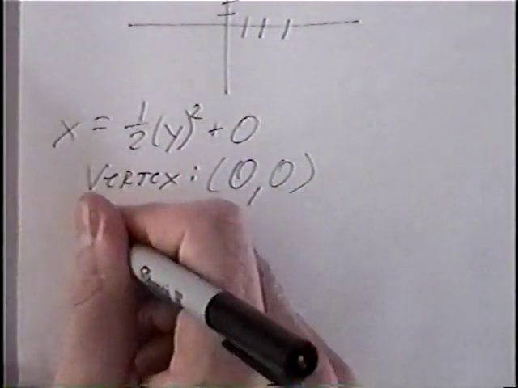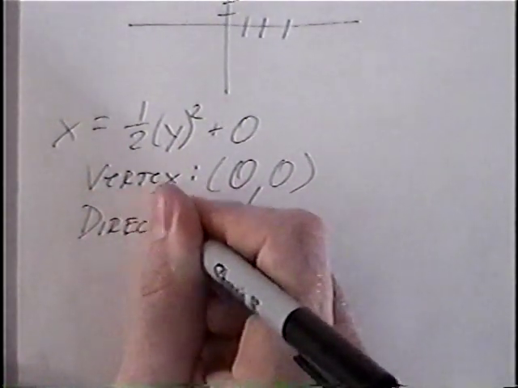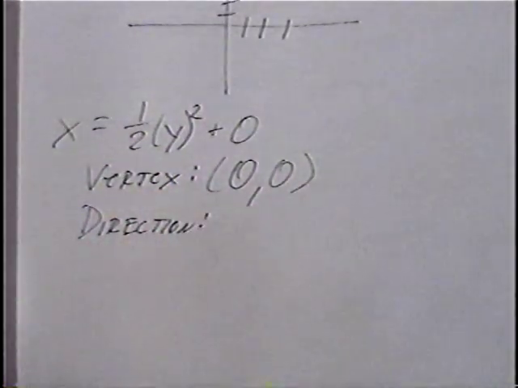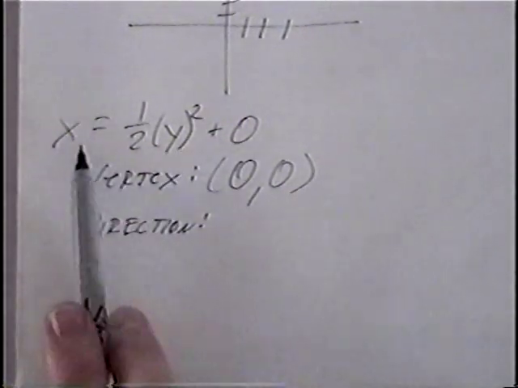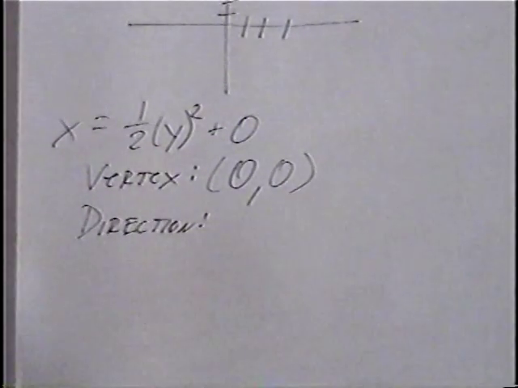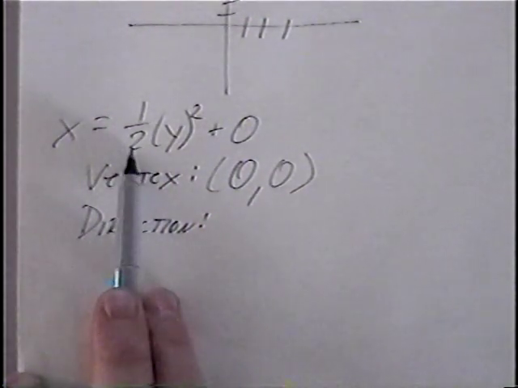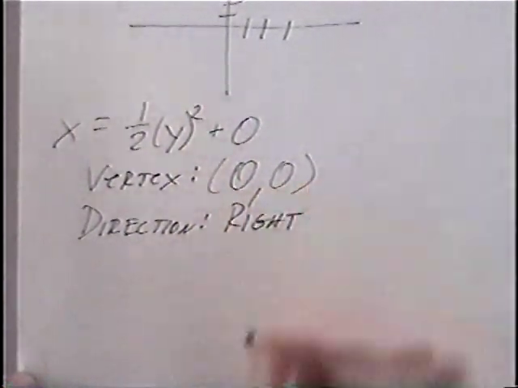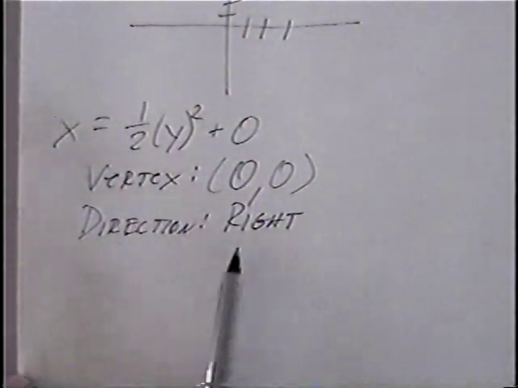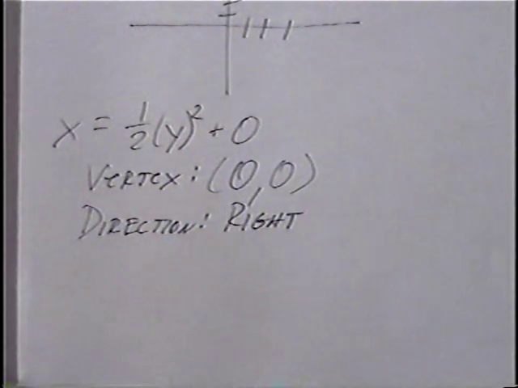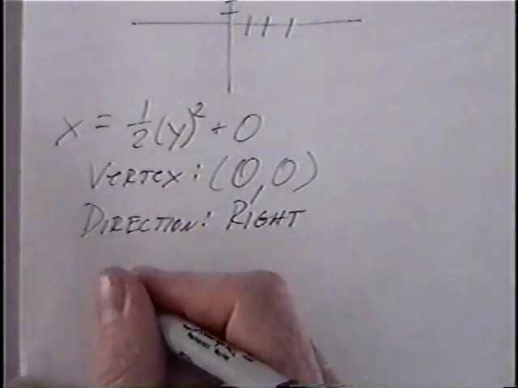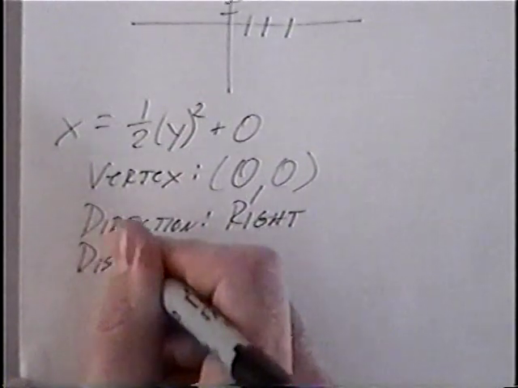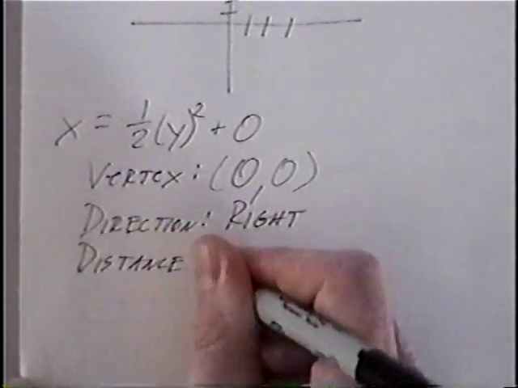Find the direction. Normally, again, parabolas either go up or down. Since the x and y values are switched, now the parabolas will either open to the right or open to the left. If a is a positive number, it'll go in the positive direction, which would be to the right. If it was a negative number, then the direction would go to the left. And the distance of the foci and directrix.